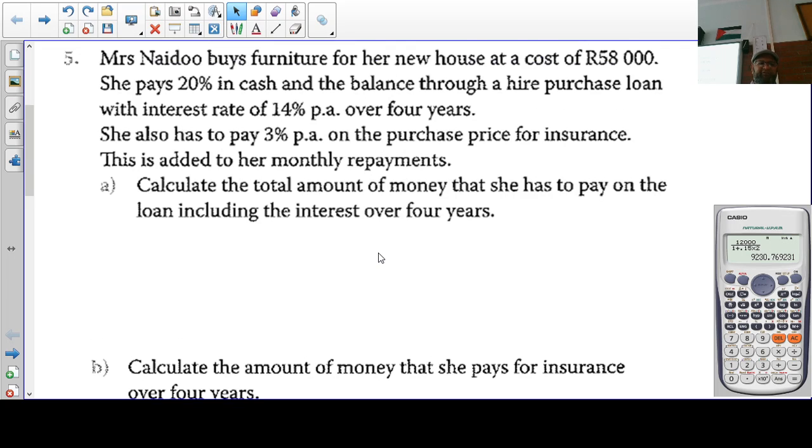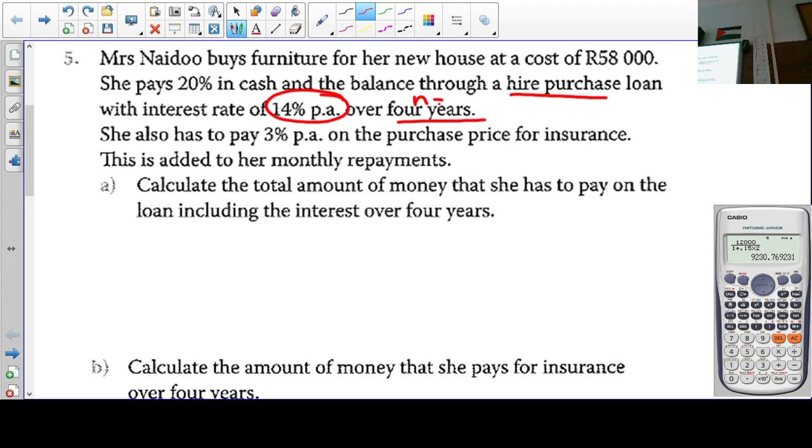Okay, so in number 5, Ms. Naidu buys furniture for a new house at a cost of 58,000 rand. She pays 20% in cash and the balance through a hire purchase. Again, hire purchase, what is this? Simple interest. Okay? With an interest rate of 14% per annum over 4 years. So N is 4. Not so?